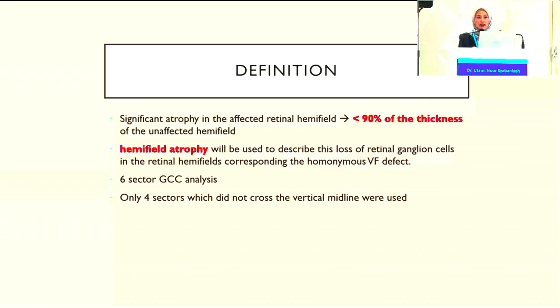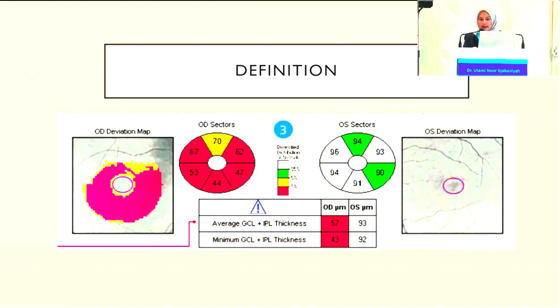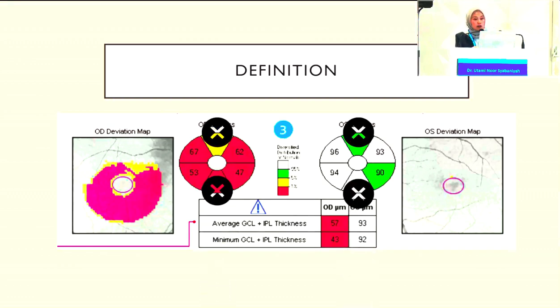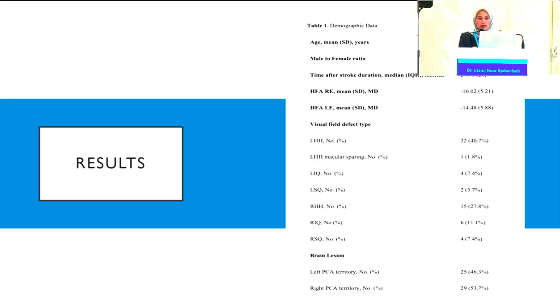And it is defined as significant GCC thinning in the affected hemifield less than 90% of the unaffected hemifield. I'm sorry, more than 90% of the affected hemifield. We will use only four sectors which did not cross the midline. And we have 54 patients in this study.